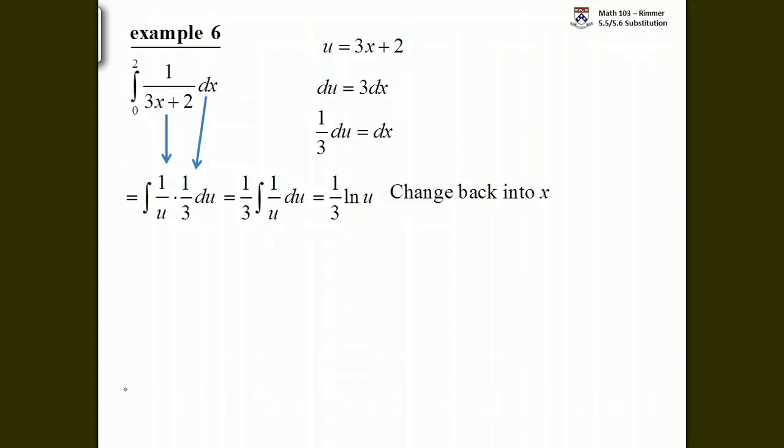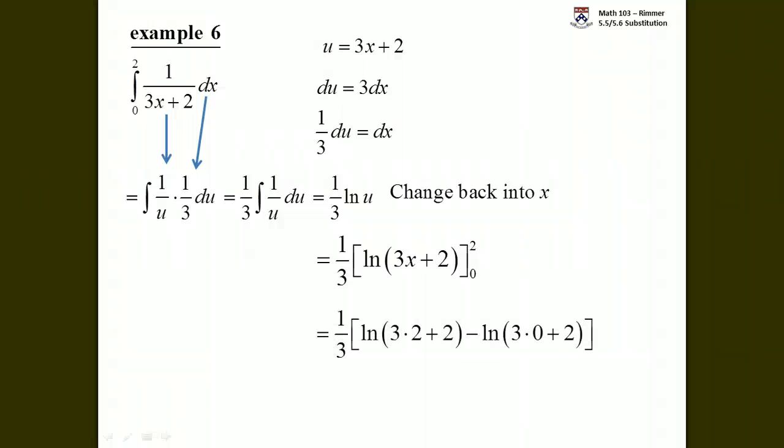Now let's change back into x. Replace the u with 3x plus 2. And what we're doing here is announcing that we're about to plug a 2 in, we're about to plug a 0 in, we're about to subtract. We're about to finish off the fundamental theorem of calculus. So we plug a 2 in, replace the x, plug a 0 in to replace the x. And what we're getting is the natural log of 8, right, 6 plus 2, and the natural log of 2.